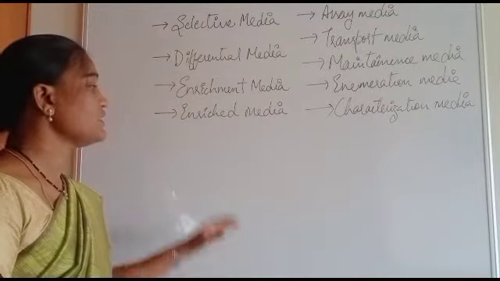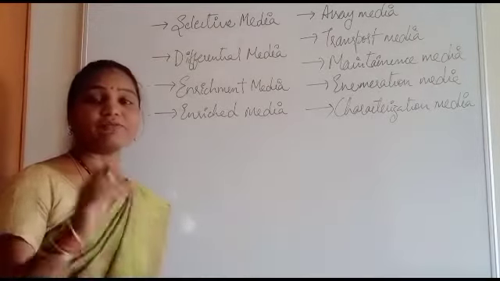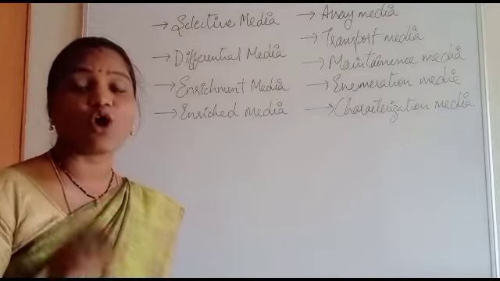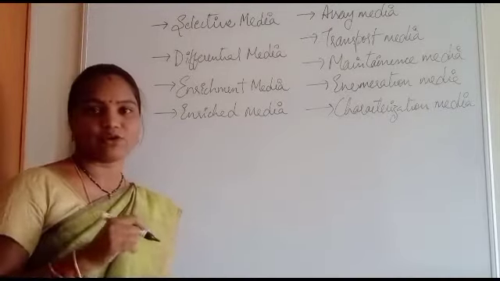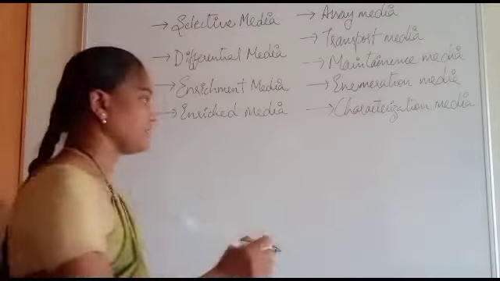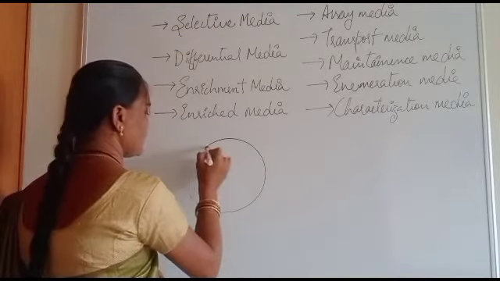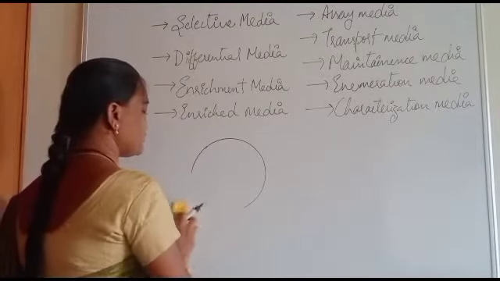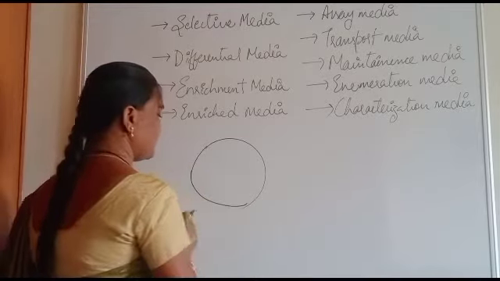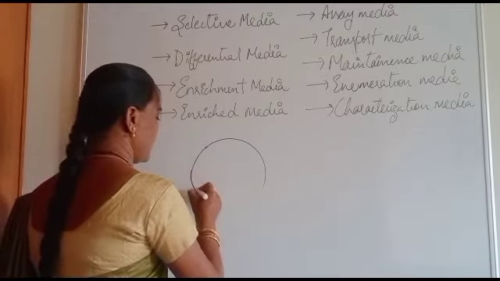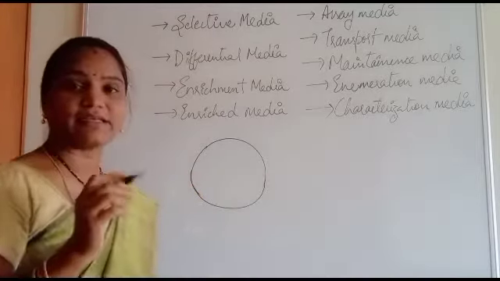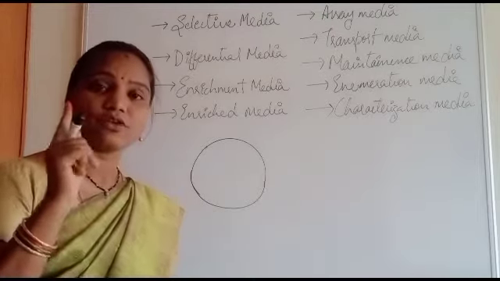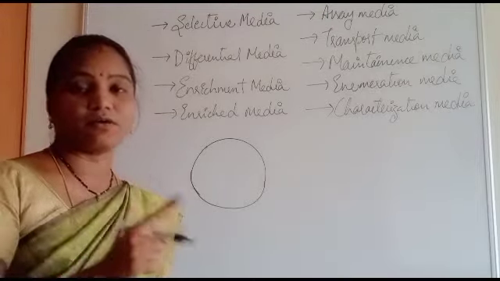Initially, coming to selective media, the name itself indicates that it selects the growth of only one type of microorganism, only one type of bacteria. Assume that this is your Petri plate. In this Petri plate, you are going to select a particular type of bacteria in a pure culture. So the main aim is to isolate a single specific bacteria in a pure culture.